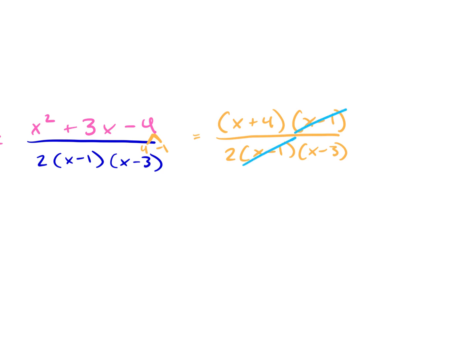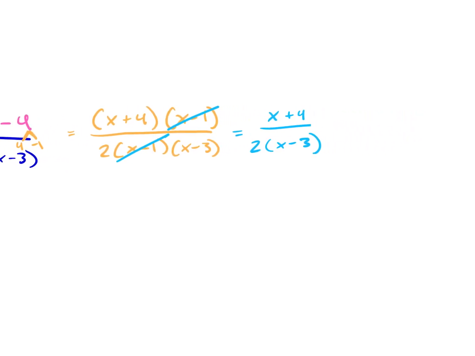The x minus 1's cancel. So then I just have x plus 4 over 2 times x minus 3 on the bottom. And then we would say x minus 1 does not equal 0, so what does x not equal? 1, because we would just add 1 to both sides.